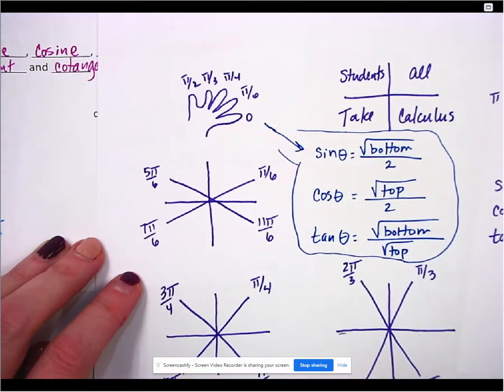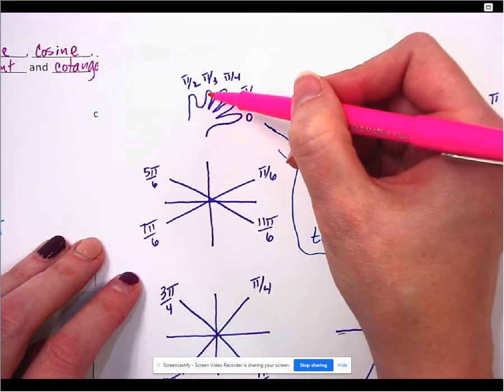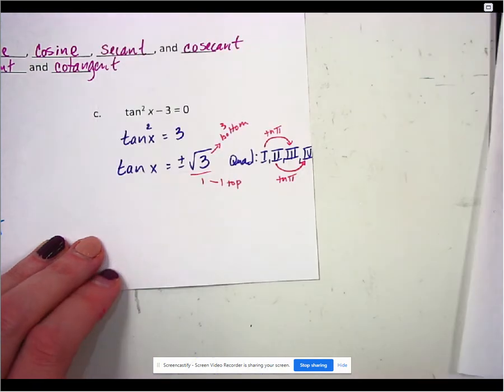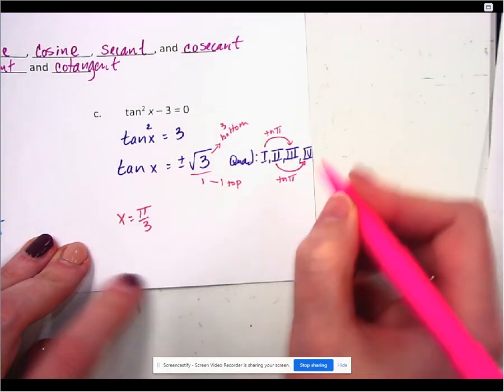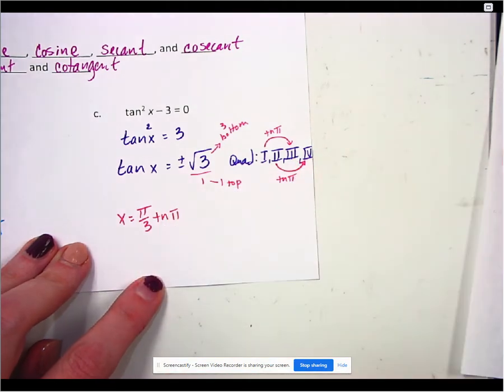Okay. So we're looking at our hand. The angle that has 3 bottom fingers and 1 top finger is pi over 3. So there's the 3 bottom and the 1 top. So x is pi over 3. And then I'm going to add in pi to that, and it's also going to give me my angle in quadrant 3.